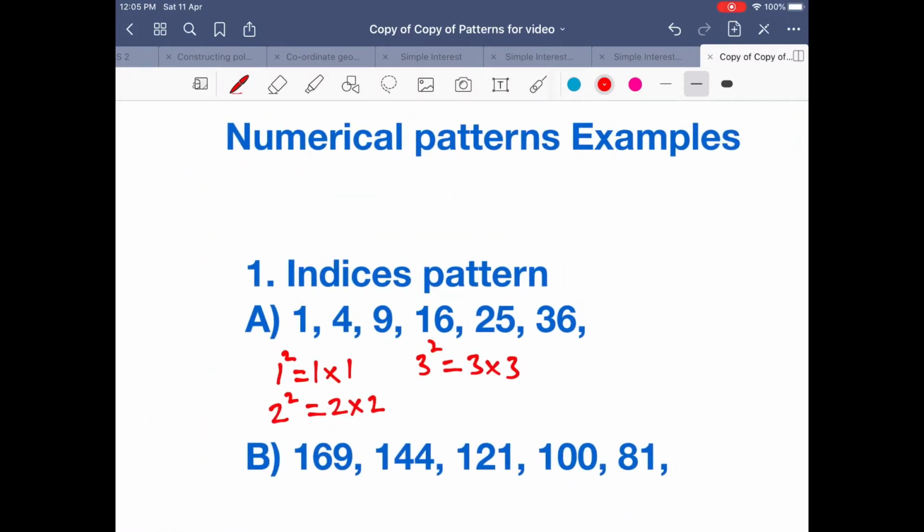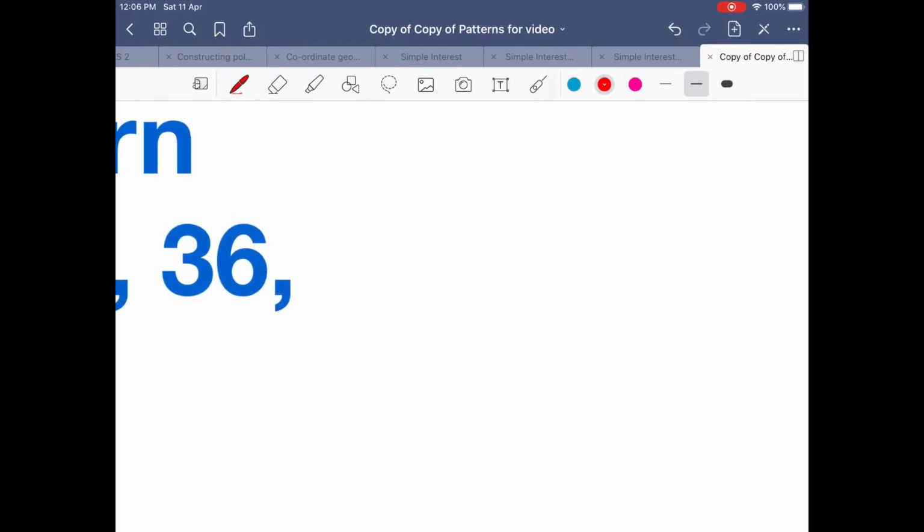So we are increasing in squared numbers. So the next number will be 7 squared, which is equal to 49.